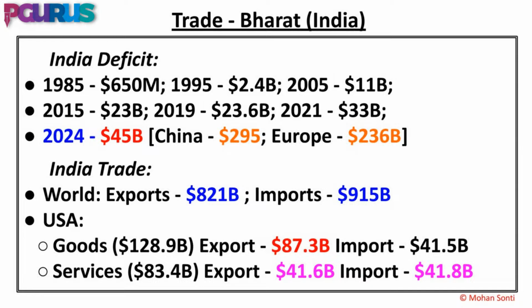India's trade with the world, and this comes from our own website, says our exports stand at $821 billion and imports at $915 billion. So what does that tell you? In Bharat, we do have about a $100 billion deficit as well. It's just that with the USA it is a $45 billion surplus, but overall it is a $100 billion deficit.